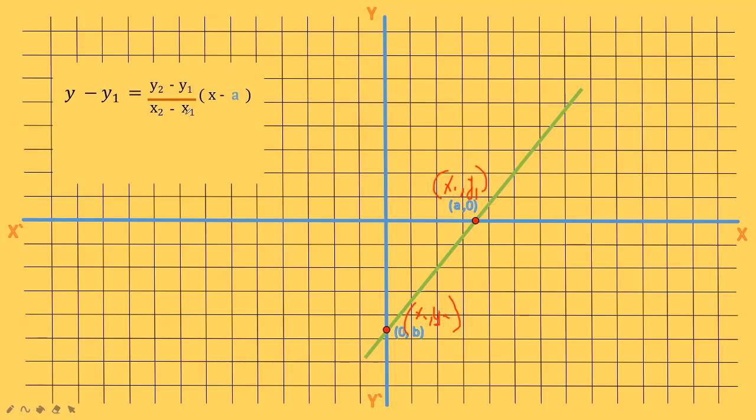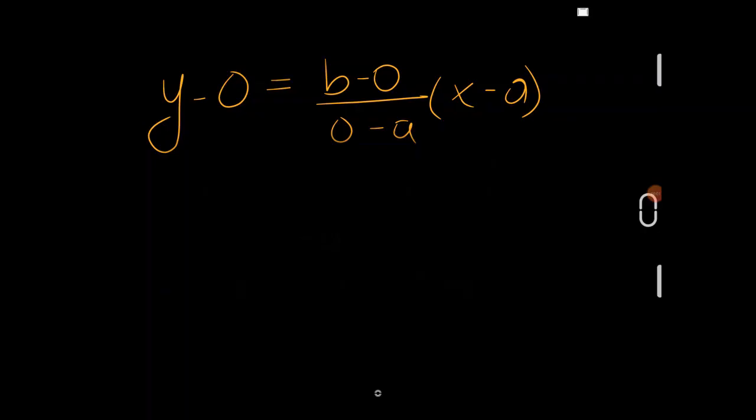x1 is a, so I'll substitute a. Then y1 is 0, so I'll substitute 0. Then x2 y2, x2 is 0, so I'll substitute 0. And y2 is b, so here I'll substitute b. So students, this is the equation that we have.